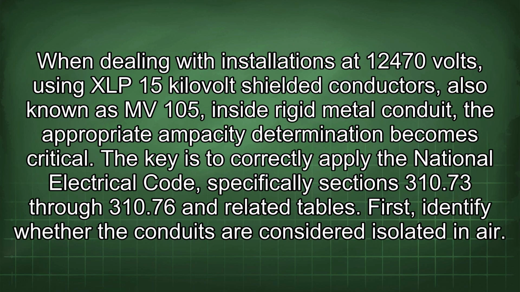This ensures that you don't exceed the insulation rating, which could lead to premature failure or even a hazardous situation. When dealing with installations at 12,470 volts, using XLP 15 kV shielded conductors, also known as MV105, inside rigid metal conduit, the appropriate ampacity determination becomes critical. The key is to correctly apply the National Electrical Code, specifically sections 310.73 through 310.76 and related tables. First, identify whether the conduits are considered isolated in air.